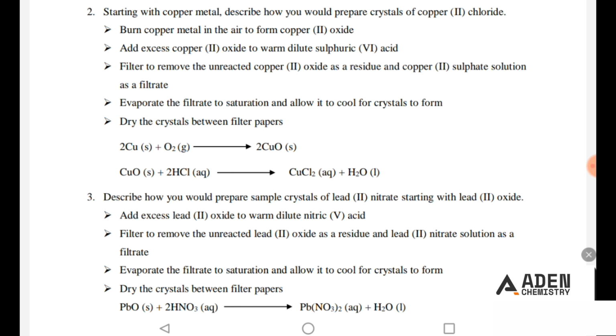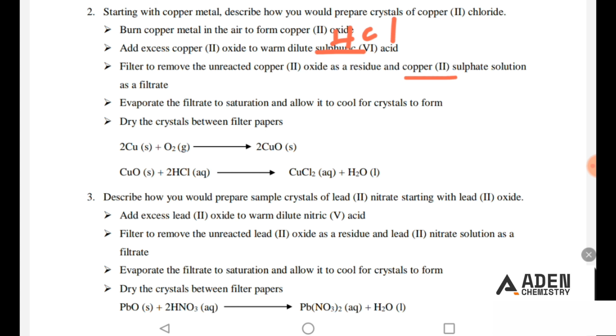So the first step, I have to convert this copper metal into a metal oxide. That's cobalto oxide. How will I do that? The first point, burn copper metal in the air to form cobalto oxide. Then that's the time I'm going to say add excess cobalto oxide to warm dilute hydrochloric acid, not sulfuric acid. We are going to have hydrochloric acid. Warm dilute hydrochloric acid.